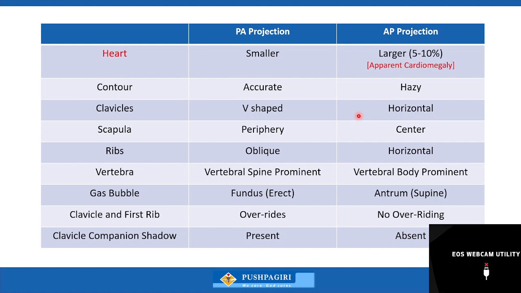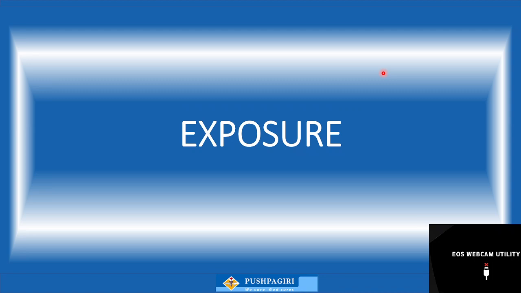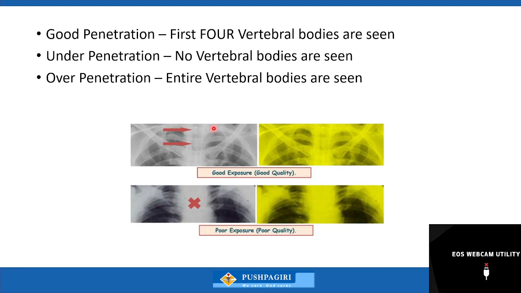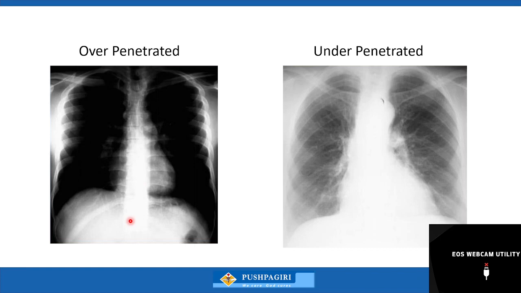So the important thing is you should not assess the cardiac size from an AP. It's very important, as it will have an apparent cardiomegaly. So coming to the exposure, typically a good penetration should show the first four vertebral bodies. Whereas if it's under penetrated, no vertebral bodies will be seen, and if it's over penetrated, the entire vertebral body along the entire thing will be seen. That is how we assess the exposure. So here we can see it's an over penetrated film, the entire vertebral body will be seen, whereas in an under penetrated film, the first four will not be seen, less than four will be seen. So for a good film, the first four vertebral bodies should be well seen. That is a good exposure.